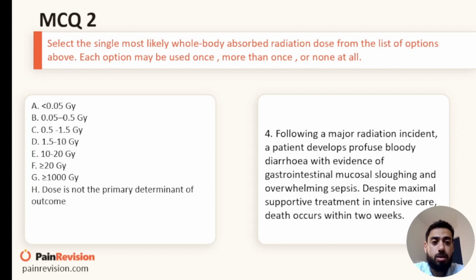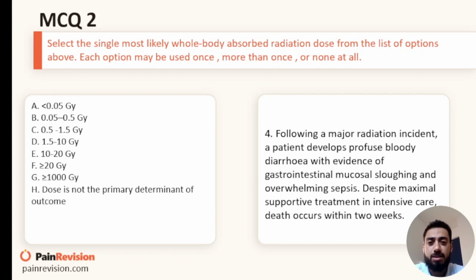All right, so question number 4. Following a major radiation incident, a patient develops profuse bloody diarrhea with evidence of gastrointestinal mucosal sloughing and overwhelming sepsis. Despite maximal treatment in intensive care, they die within 2 weeks. So, if you think about it, in the same question, we've got a couple of patients who die. One of them dies immediately in the first couple of days, and the other one dies within a couple of weeks. And so, by exclusion, again, we're ruling out probably A, B, C, and D.